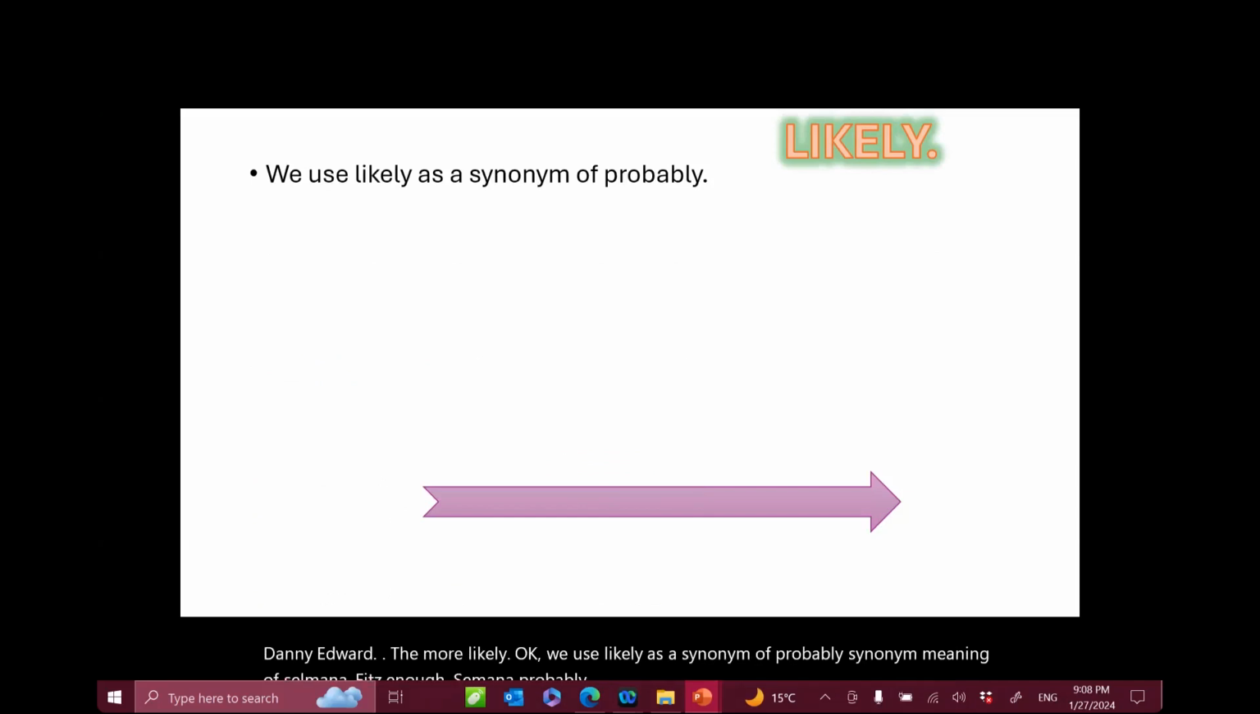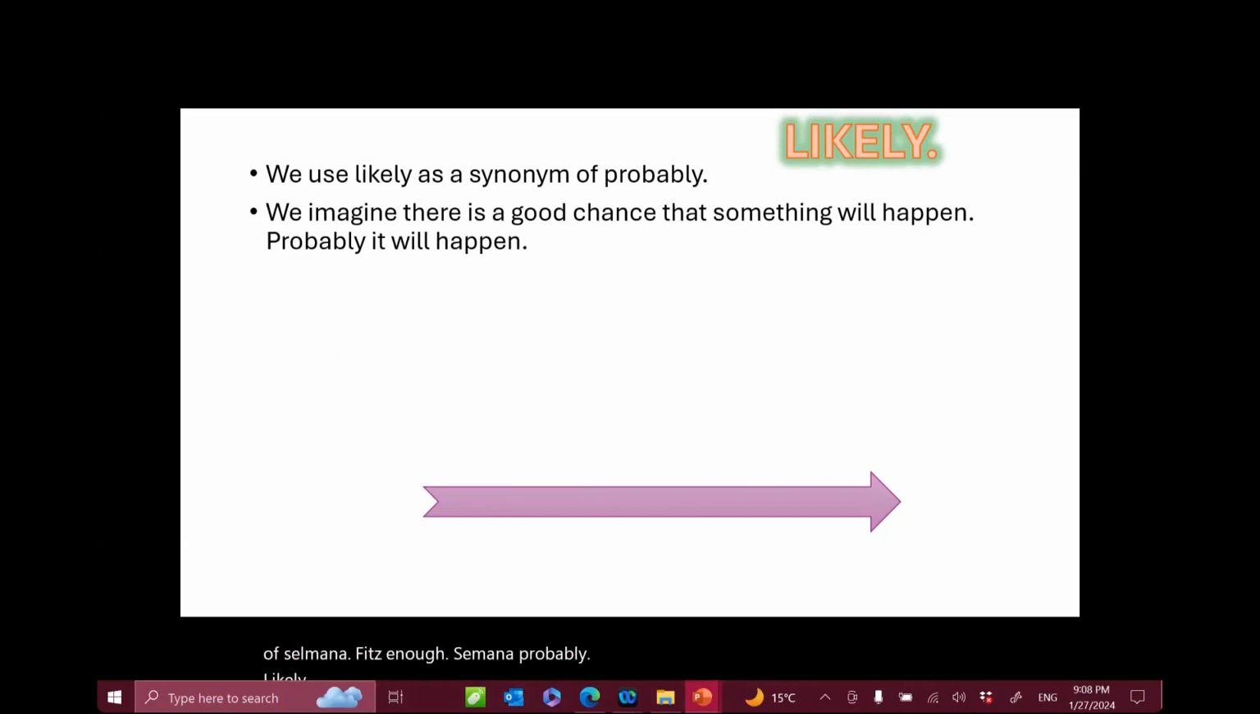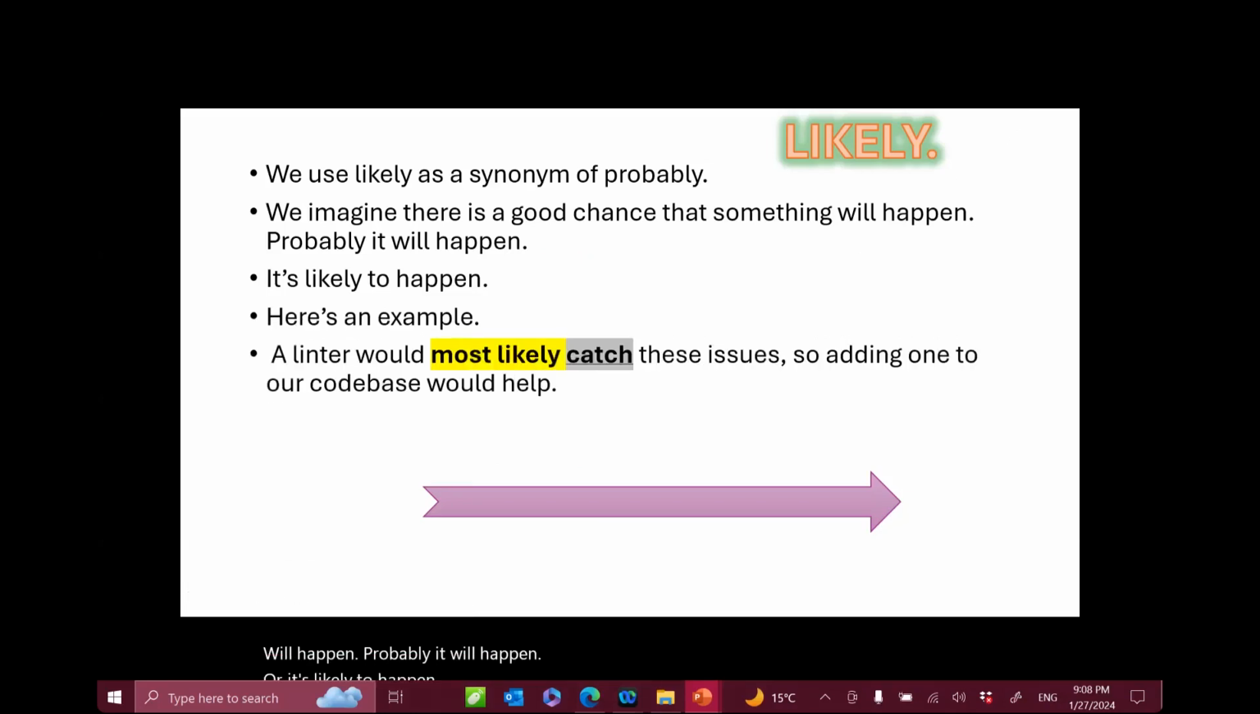likely, probably. Okay. We imagine there is a good chance that something will happen, or probably it will happen, or it's likely to happen. Like, for example, a linter would most likely catch these issues. So adding one to our code base would help. Again, a linter would most likely catch.